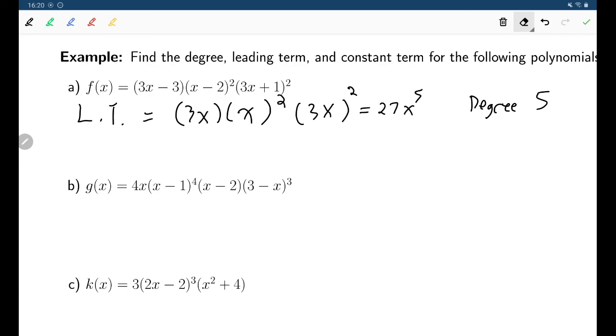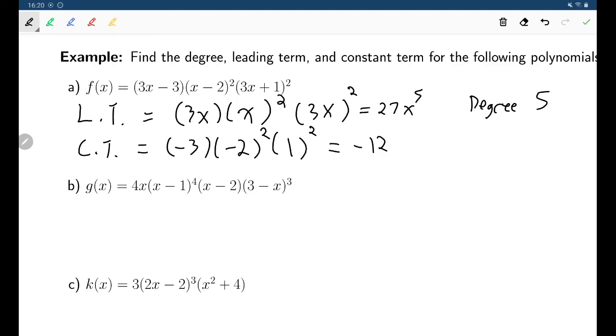Finding the constant term, same sort of thing. We're going to multiply together the constant terms for all of our factors. Negative 3 from the first factor, negative 2 from the second factor, which is squared, 1 from the last factor, which is squared, and that gives me negative 12. So this is telling me that we have the y-intercept 0, negative 12. That's the reason why I might want to know the constant term.